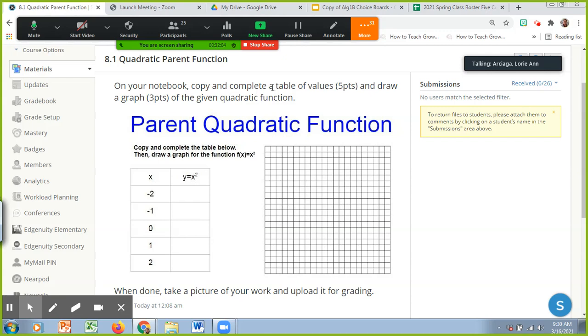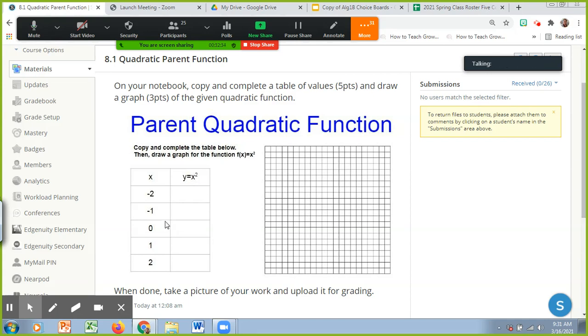On your notebook, copy and complete a table of values, which is worth 5 points. And then you're going to draw the graph of the given quadratic function. So the quadratic function is y is equal to x to the second power. So to model that, did everybody see or find this one already? Yes, yes. Okay, cool.